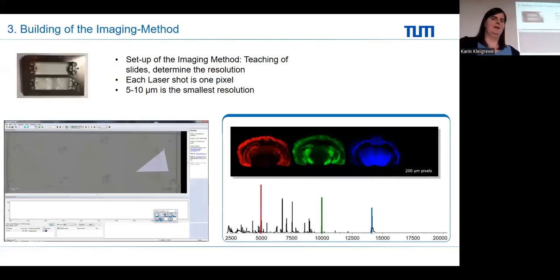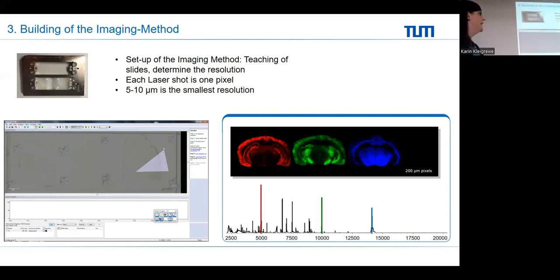So then you have your mass spec, you have the matrix applied, and then you put your slide into the instrument. So basically it looks like this. You have an adapter. Then you need to teach the software where your region of interest is. And I would say up to now the smallest resolution you can get is 5 to 10 micrometers. You can compare it to pictures. This is the pixel size you can obtain.